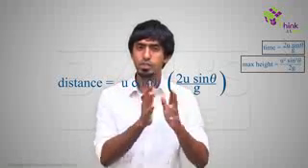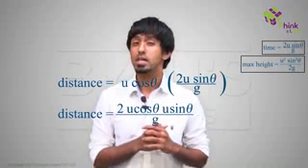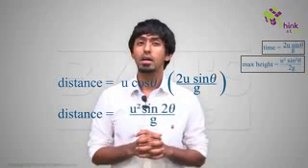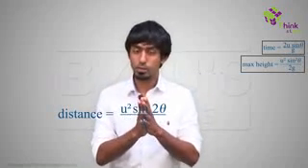What are you getting over here? Yeah, u cos theta multiplied by 2u sin theta by g. Yeah. So 2 times u cos theta and u sin theta is sin 2 theta. Are you asking me why? Okay, fine. If you're asking me why, I'll tell you this.